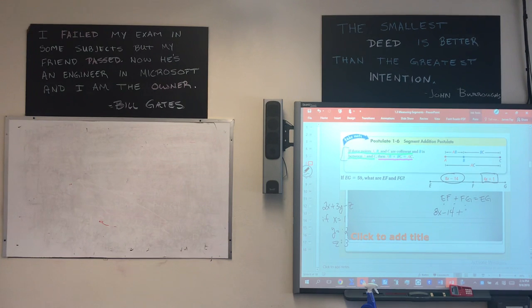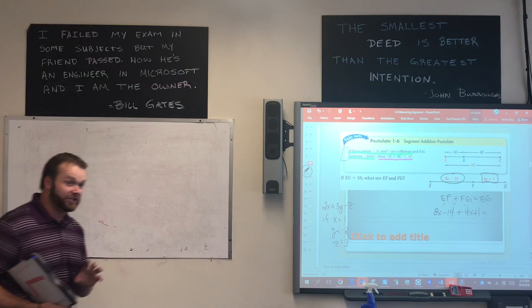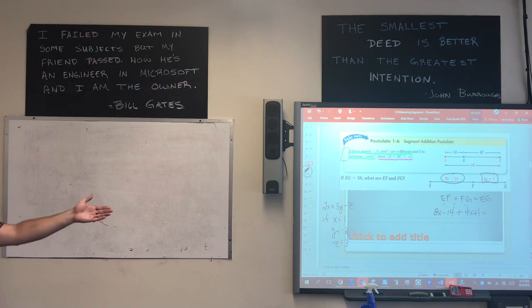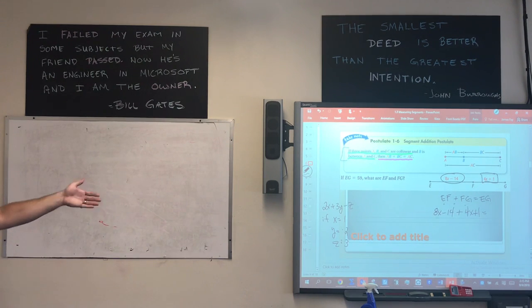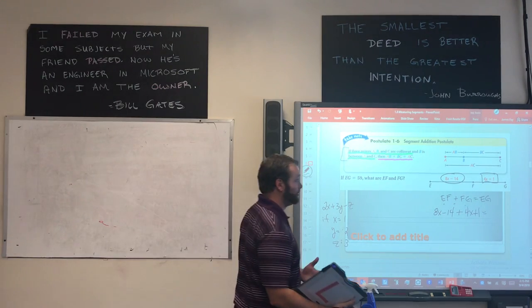It's going to be 4x plus 1, right? That's what they're identifying it as. And this is where people get in trouble, because a lot of times they forget to read the description or the directions, and they're missing a value. Up there, I don't know by just looking at the picture, I don't have any way of describing what EG is other than what I've already written. I could say EG is 8x minus 14 plus 4x plus 1. That gives me the same thing on both sides of the equation, which will never lead me to anything useful.